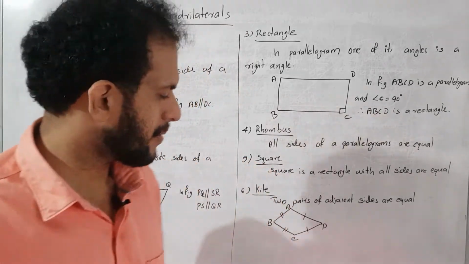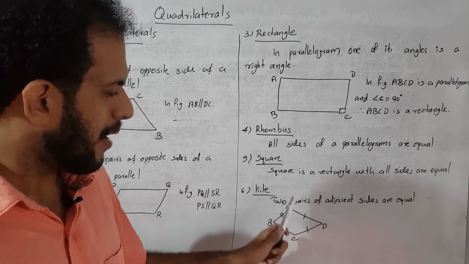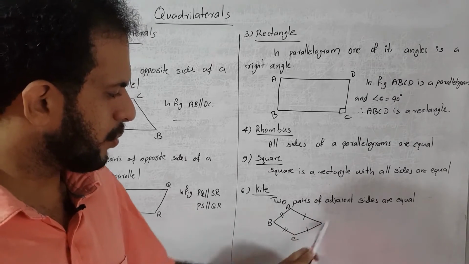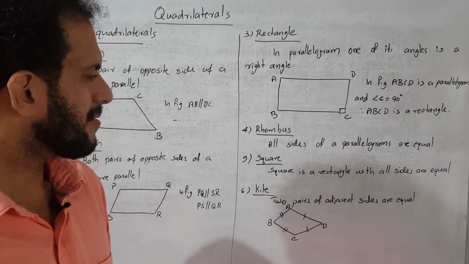Sometimes we mark it like this, or otherwise in the form AB is equal to AD and BC is equal to CD, like that also. Then we discuss the relations.